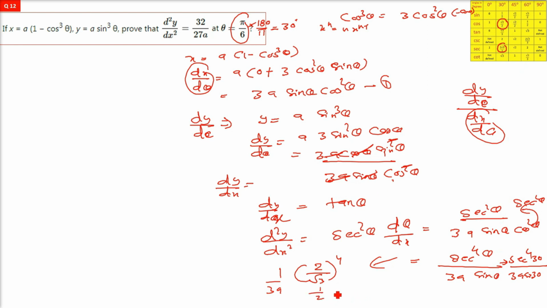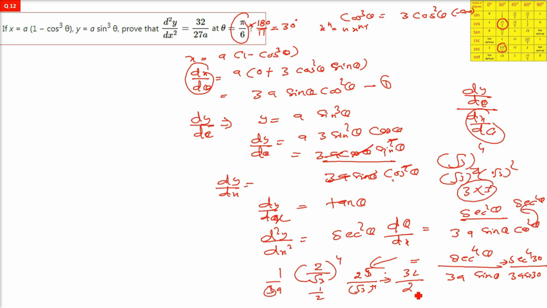Sin 30 degrees is simply 1 by 2. So this 2 to the power 4, 2 is also in the denominator, it goes up. So 2 to the power 5 it will be. So 2 to the power 5 divided by root 3 to the power 4. 2 to the power 5 is 32. Root 3 to the power 4 is what? Root 3 into root 3 into root 3 into root 3. Root 3 square is 3. Root 3 square is 3. 3 into 3 is 9. So you get 32. This is 3 already. So 9 3s are 27. So you have 32 by 27, and you have a in the denominator.